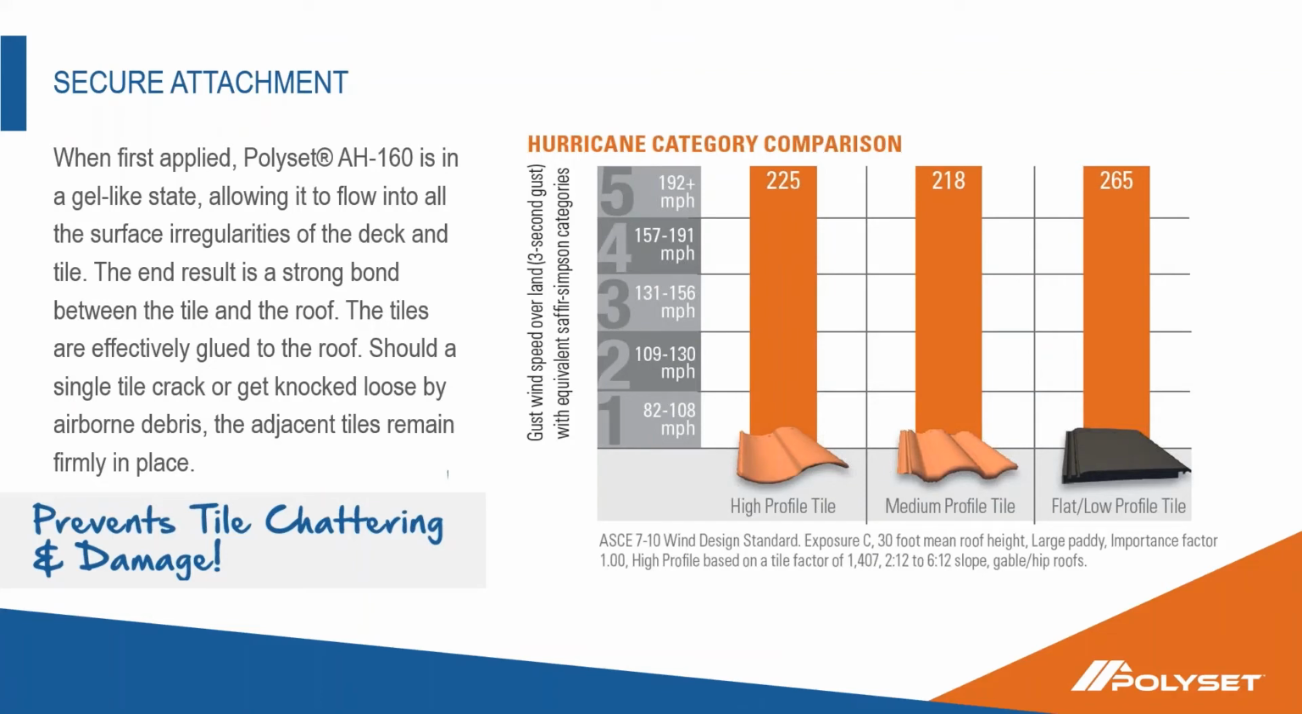So the second primary benefit to adhesive is the secure tile attachment. Just like that video showed, any tile profile, whether it's the flat, the medium, or the high, if you have a large paddy underneath each and every one of those tiles, it's going to withstand Category 5 hurricanes.